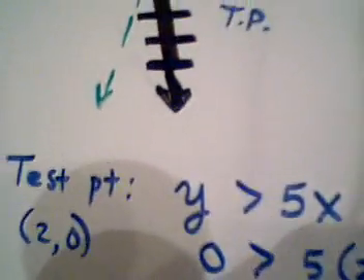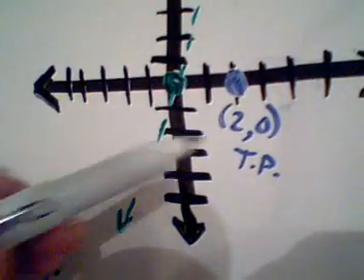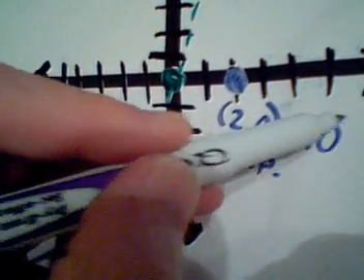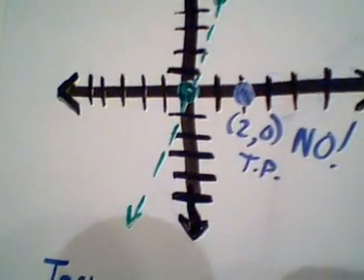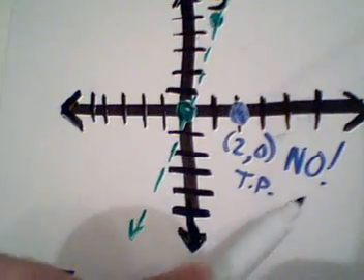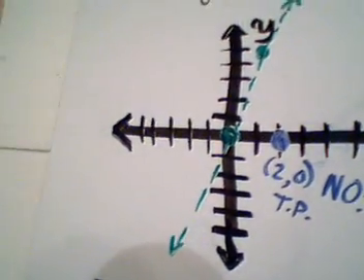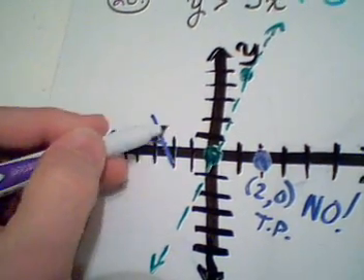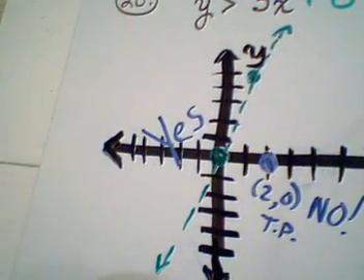So what that means now, when I go back up to my picture, when I test (2, 0), it tells me no. It says it did not work. That means that all of the points around (2, 0) are also no's. So where would the yeses be? Well, they would be on the other side of the fence. The yeses are over here.